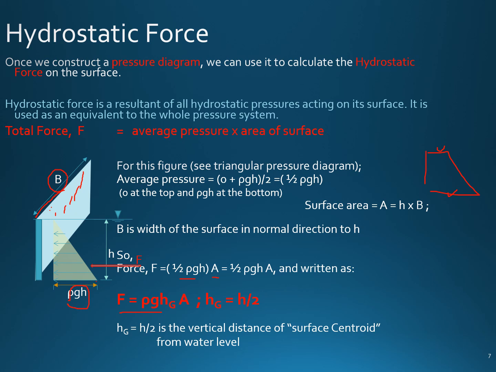Hg is the vertical distance of the surface centroid from the water level. So it's very important to remember here, this Hg is the centroid of the surface. That's a very important point to remember. Hg is H by 2.